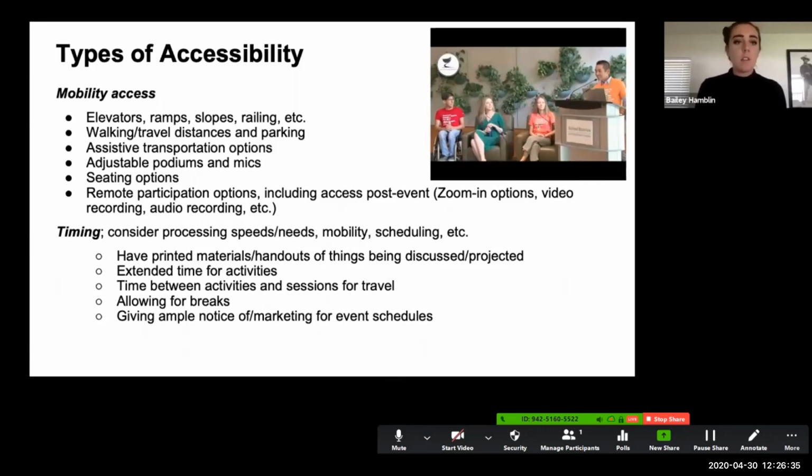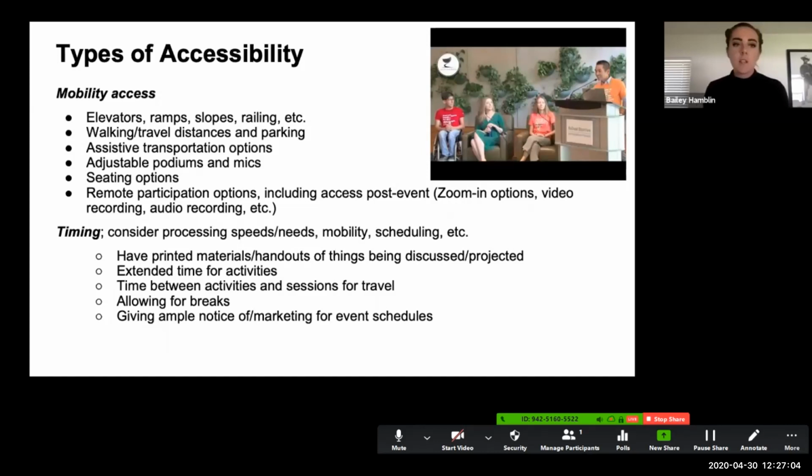But then another benefit of having printed materials and handouts is for folks that have different processing speeds and might want to just follow along on their own time, or go back to things if they've forgotten what was discussed a little bit earlier. Having extended time for activities, just building in some additional buffer time, and that speaks for activities and travel time between sessions or meetings or whatever as well.